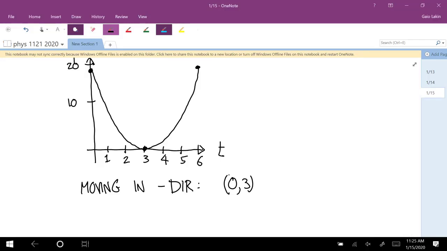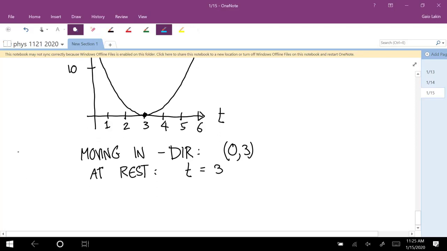Is there any place where this object has 0 velocity? Yep, at t equals 3. So that's where it's at rest instantaneously. It has 0 velocity. And then when is it moving in the positive direction? Yeah, as far as we go. Yep, exactly. So 3 to infinity, or 3 to 6, the way I drew it.